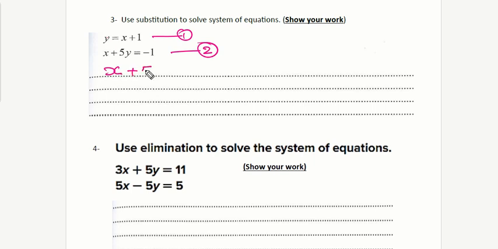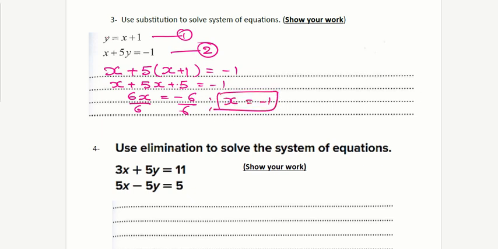So x plus 5(x plus 1) is equal to minus 1. Solve it: x plus 5x plus 5 equals minus 1. x plus 5x will give you 6x. Take the 5 to the other side, it will be equal to negative 6. This is plus 5, on the other side you will take minus 5. So minus 5 minus 1 is minus 6. Divide by 6. x is equal to minus 1.